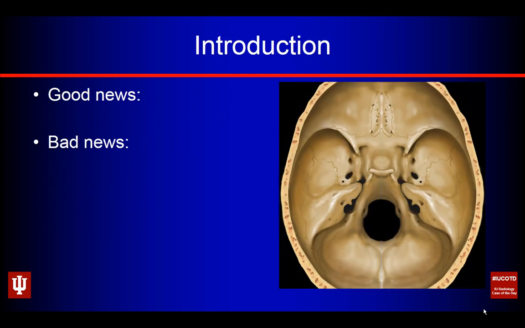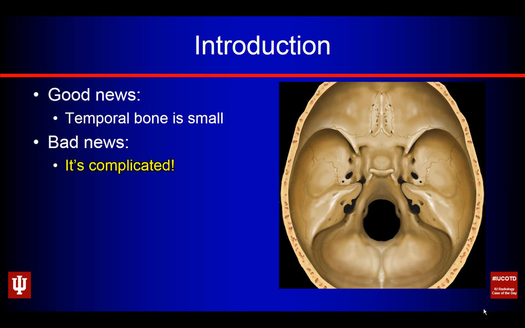But first, as we're moving into this, the good news is, as I said before, the temporal bone is quite small. The bad news is it's complicated. I mean, there's really no other way about it. I'm not going to sugarcoat it. There's no shortage of anatomy going on here. But once you work on understanding it, grasping it, wrapping your head around it, I think it actually is a quite understandable piece of real estate in the human body.